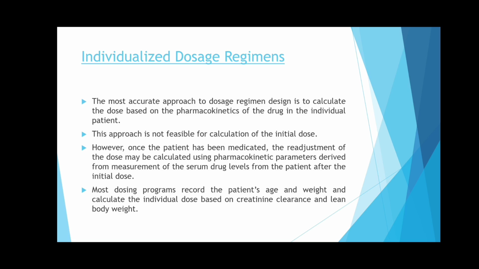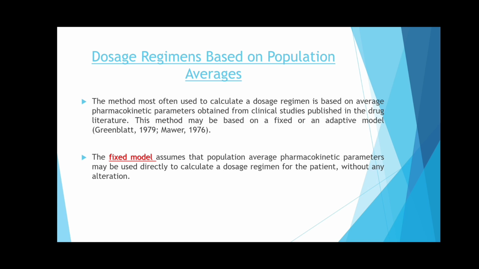Most dosing programs record the patient's age and weight and calculate the individual dose based on creatinine clearance and lean body weight. Next, dosage regimen based on population average. To some group of population, we will be giving a drug, and depending upon the average pharmacokinetic parameter, we can fix a dosage regimen. That is known as the dosage regimen based on population averages. This method, most often used to calculate a dosage regimen, is based on average pharmacokinetic parameters obtained from clinical studies published in the drug literature.